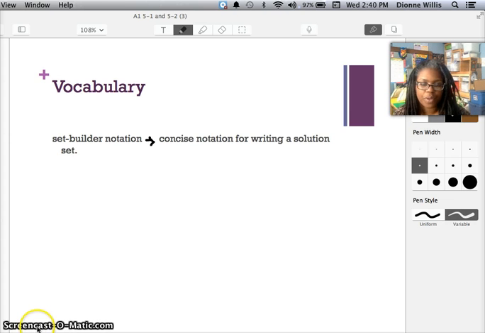We only have one vocabulary term, and that is set builder notation. You guys are actually familiar with this. What it is, is a concise notation for writing a solution set. So if you remember when we would talk about, let's say, finding the domain of an equation, right? Or we talked about finding the range of an equation.